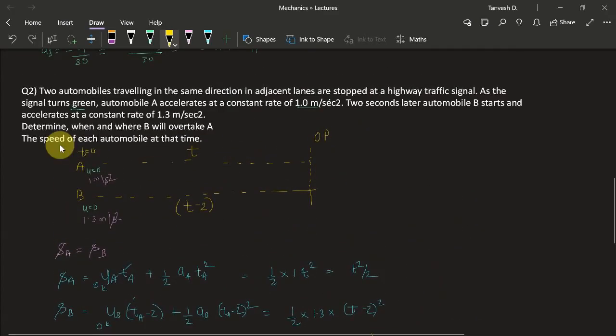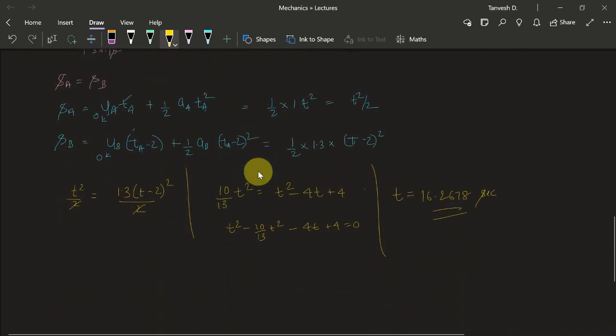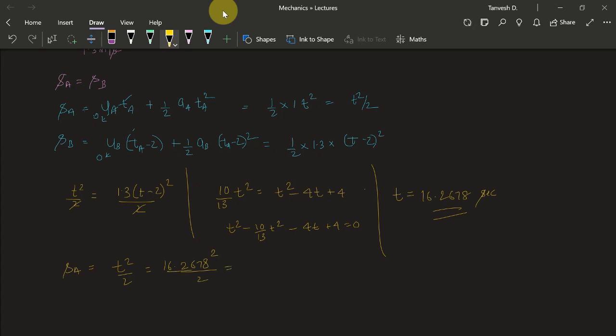So we had to determine when and where B will overtake A. So we at least got the time. We can now find the distance at which B will overtake. Any of the distances you can find, either SA or SB, whichever is easier. So I'll find SA, which is equal to t square by 2. So it's 16.2678 square by 2, which is equal to 132.321 meters. This is the distance at which B will overtake A.